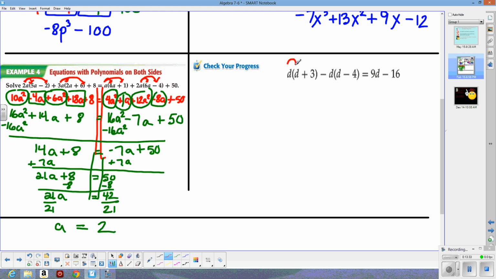D times d is d squared. D times 3 is 3d. And remember, this is like a minus 1d times everything in there. So negative 1d times d is negative 1d squared. And negative 1d times negative 4 is positive 4d. Equals 9d minus 16.